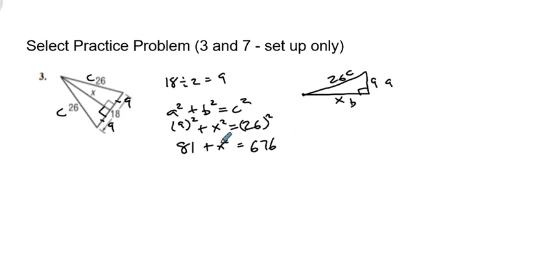So to solve for x squared, the first thing I need to do is get it by itself. So we're going to subtract 81 on both sides. You're going to get x squared is equal to, this becomes 5, this becomes 9, and this becomes 5. So 595, x squared. So we're going to take the square root of both, and you're going to get x is equal to the square root of 595.